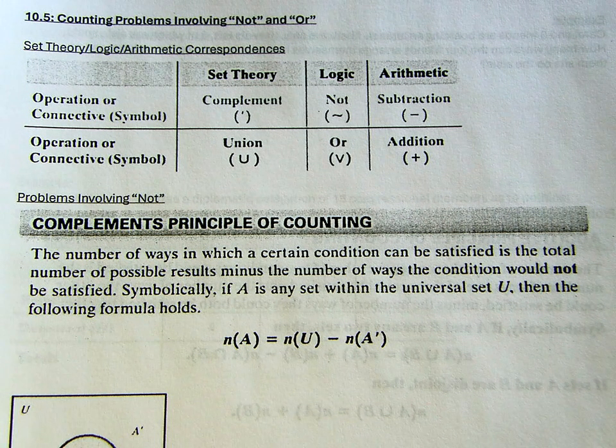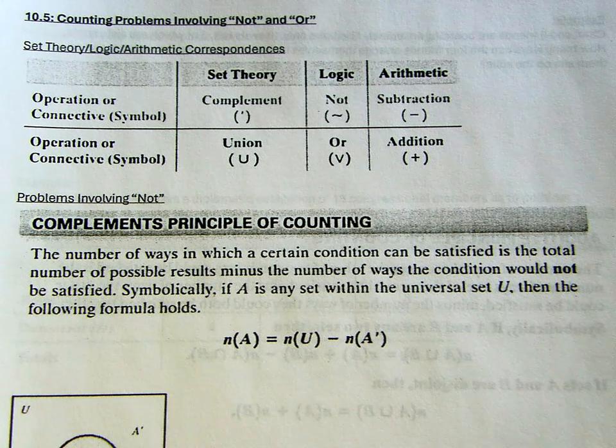Okay, so 10.5 is the counting problems involving not and or. This is where we're going to consider the complement and union of different sets. And hopefully those two words you remember, or at least you have a tingling in the back of your mind when you hear the words complement and union, because those are straight out of chapter 2 of this class.